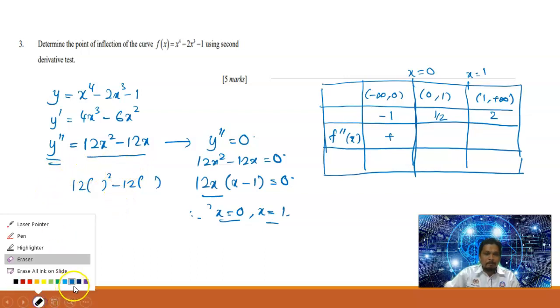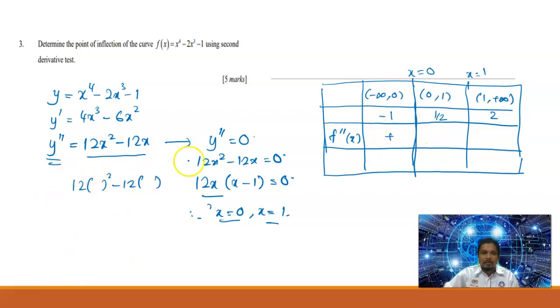Then next one, 1 over 2. 1 over 2 and 1 over 2 square gives you 1 over 4. 12 divided by 4 equal to 3, and 12 divided by 2 equal to 6. 3 minus 6 equal to negative 3. Negative.